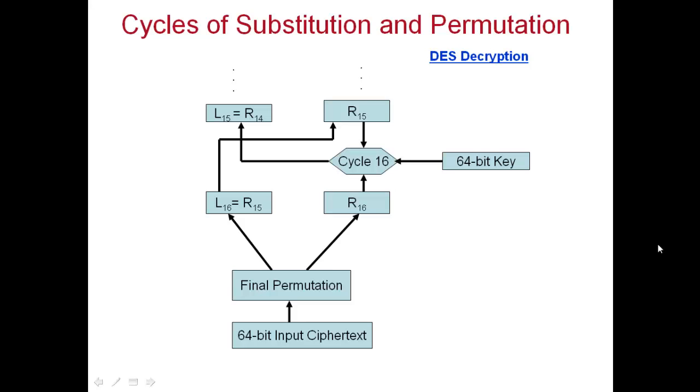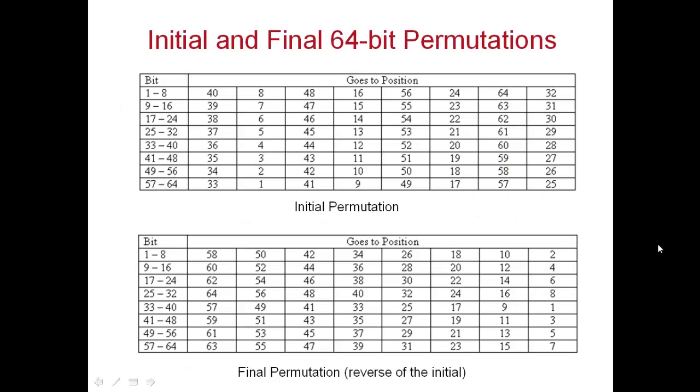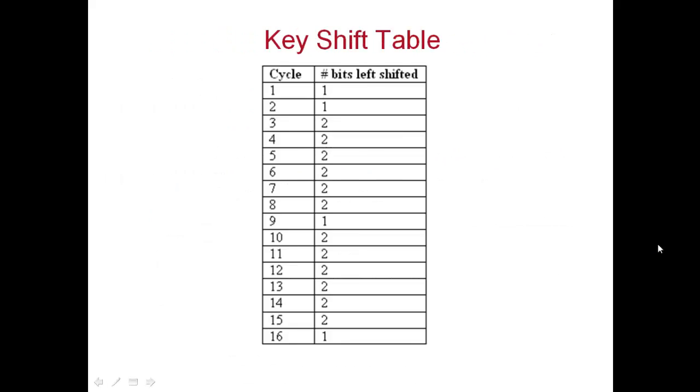Okay, so in this video we'll go over the DES decryption process and how the Feistel network is used for decryption. We have the 64-bit ciphertext that is input to the decryption process. It goes through a permutation, which is the same table that we used before for the final permutation.